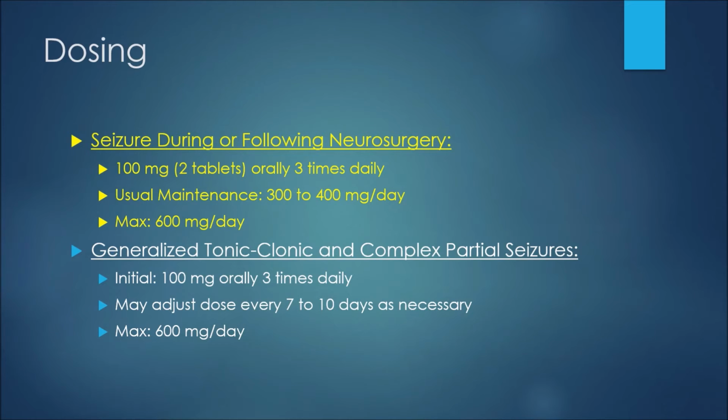For the treatment of a generalized tonic-clonic and complex partial seizure, we may see an initial dose of 100 milligrams orally 3 times daily, and the patient may adjust the dose every 7 to 10 days as necessary. Again, the maximum dose here would be 600 milligrams per day.